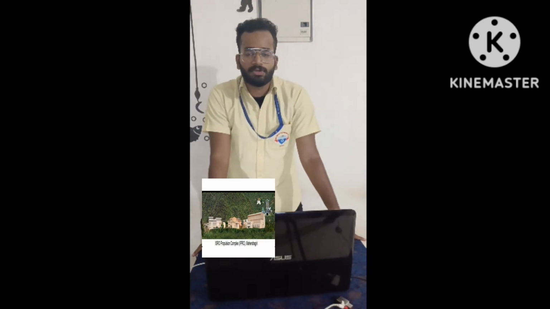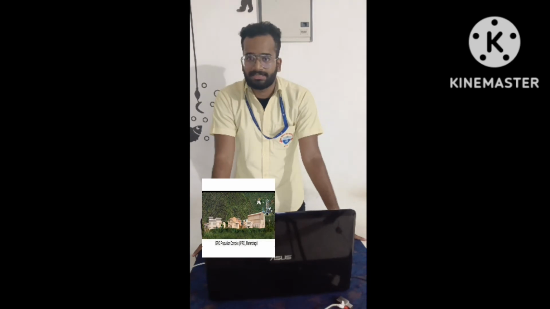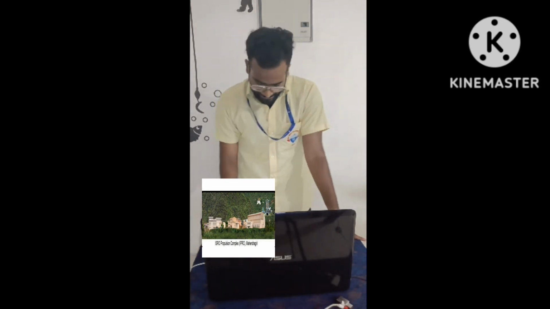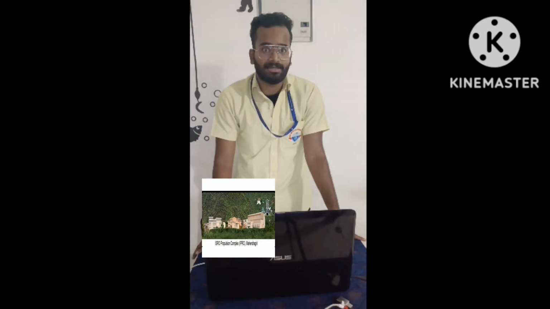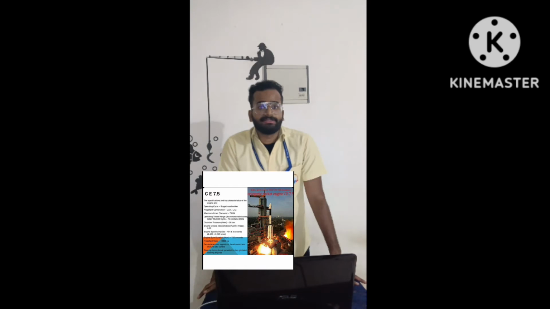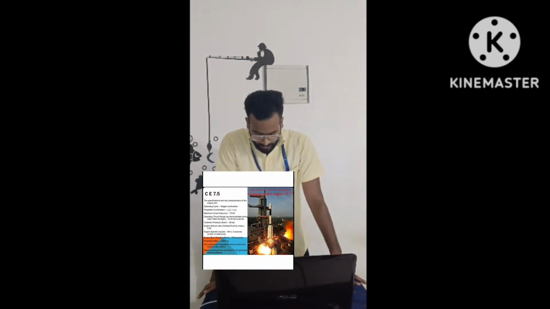This is a picture of the ISRO Propulsion Complex, Mahendragiri, situated in Mahendragiri. It shows the picture of the cryogenic rocket engine CE-7.5.